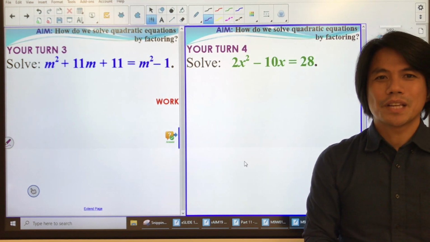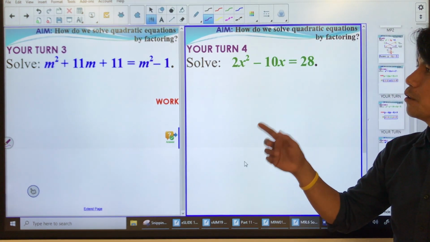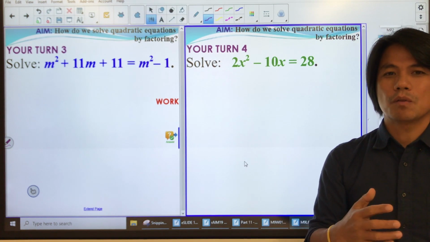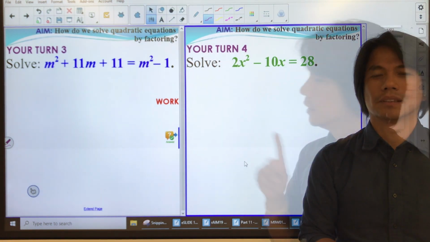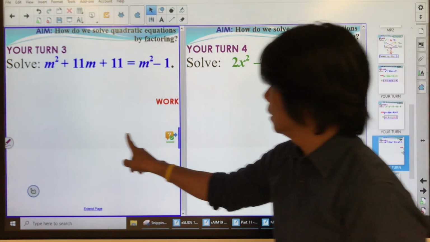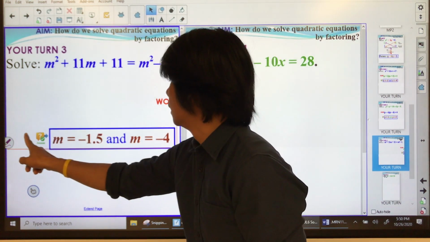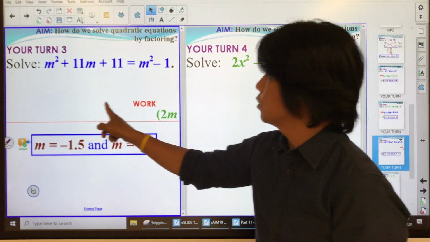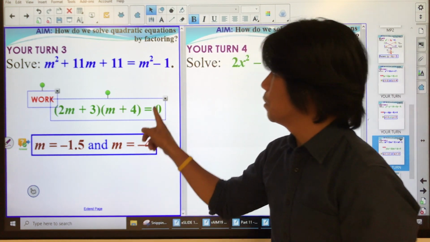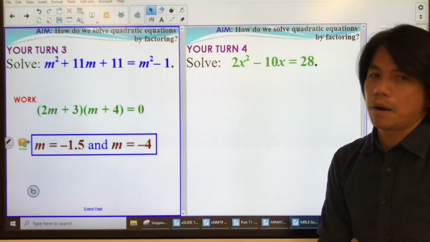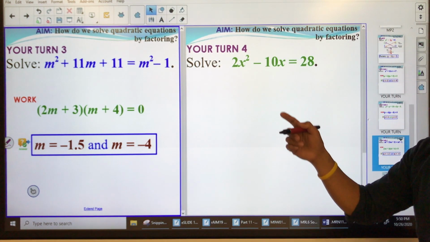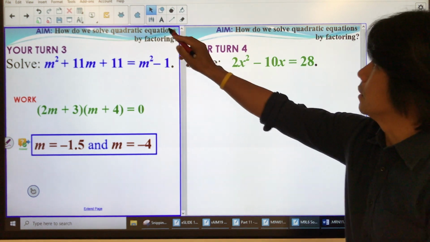Now let's have another set of problems. Go ahead and complete them, pause your video, come back once you're done to check your answers. And the answer here is right there. And again, be sure to show this part of your work to get a full credit. How about question number 4? Let's go over this together.